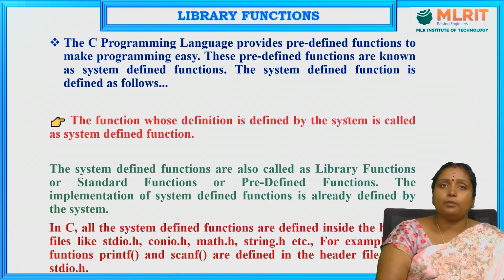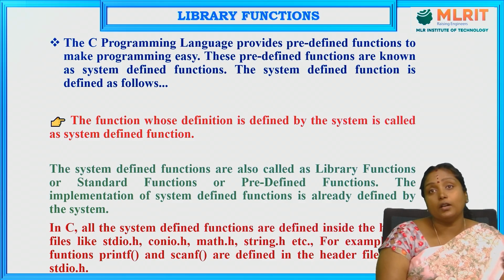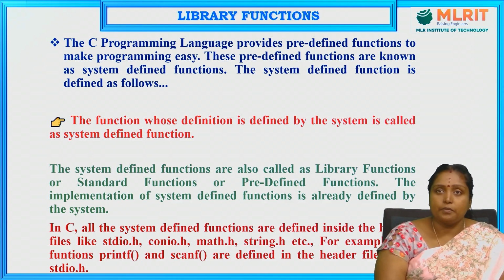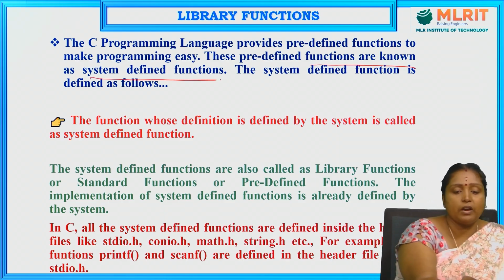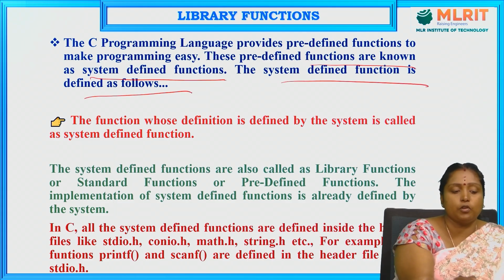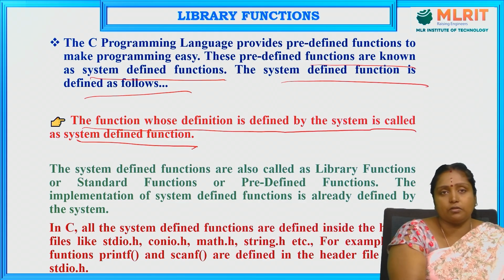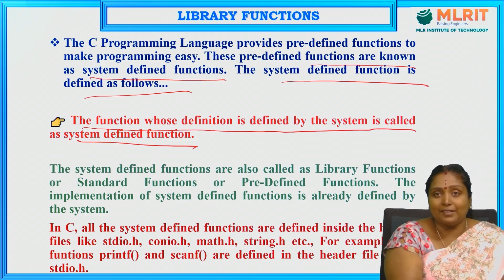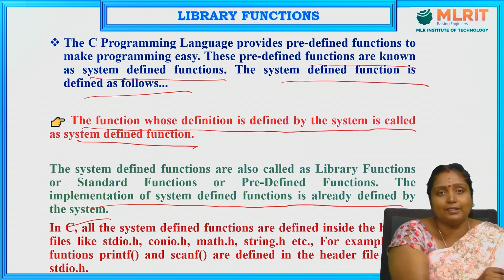Coming to these functions, library functions are the functions which are already defined in a C library and which we can use ready-made. The predefined functions are known as system defined functions. The system defined function is defined as follows: the function whose definition is defined by the system, which is already present in the C library, is called a system defined function. So the implementation of the system defined functions is already defined in the system.